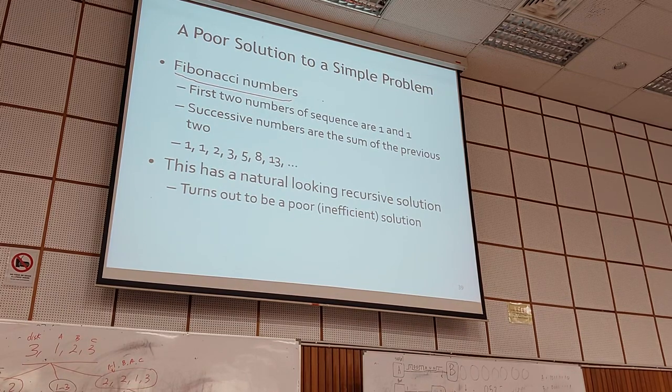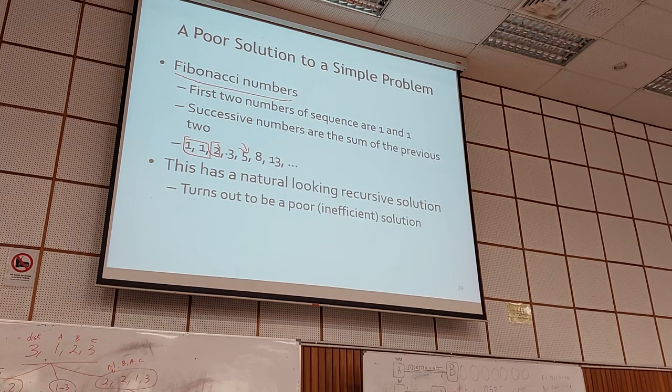What is a Fibonacci number? Do you know Fibonacci numbers? A Fibonacci number is a number where the successive number will be the total of the previous two numbers. You take 1 plus 1 is 2, right? You take these two numbers, the previous two numbers, 1 plus 2 is 3. Then you take the previous two numbers in order to get the successive number, alright?